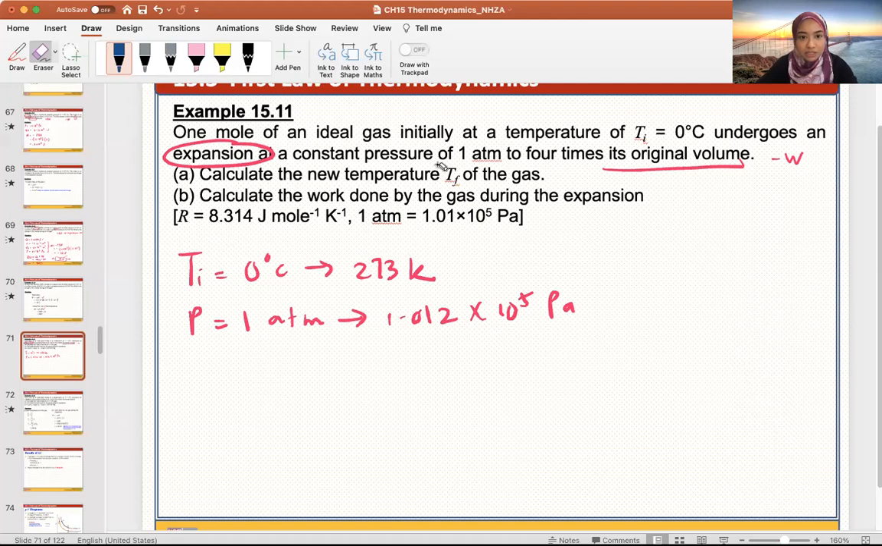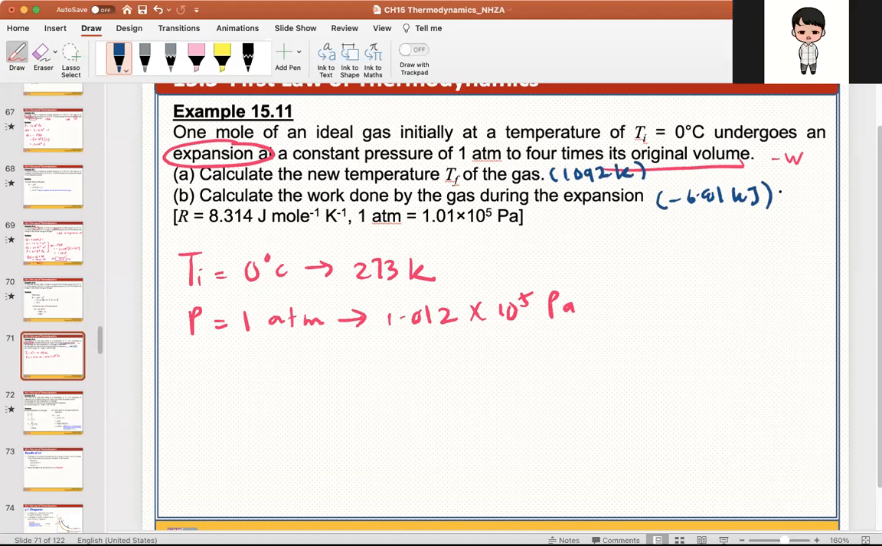Okay, did anyone manage to get the answer? Kalau ada boleh share. Jawapan A is 1092 Kelvin and B is minus 6.81 kilojoules. Ada tak siapa-siapa yang dapat jawapan ni? Just A. Ada tak dapat A? No one got it? Dapat A. Siapa tadi? Fakri dapat. Okay. Fakri, what did you do?